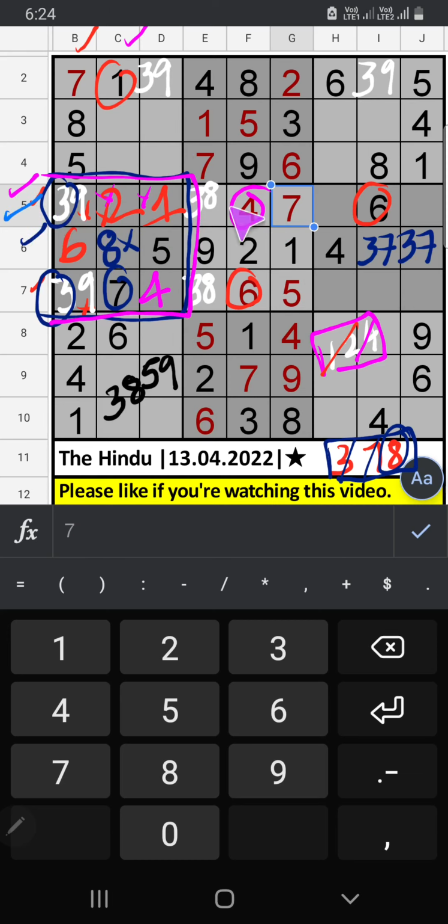5th row, 4 numbers are remaining: 3, 8, 5, 9. Column J, we have 5, so 5 can't come in this cell, then 5 is confirmed here. Column J, we have 9, so 9 can't come in this cell, then 9 is confirmed here. Then column B, only one number is remaining, 3, 3 is confirmed here. 7th row, we have 3, so 3 can't come in this cell, 3 is confirmed here. Then 8 is here. 5th row, only one number is remaining, 8, 8 is confirmed here.